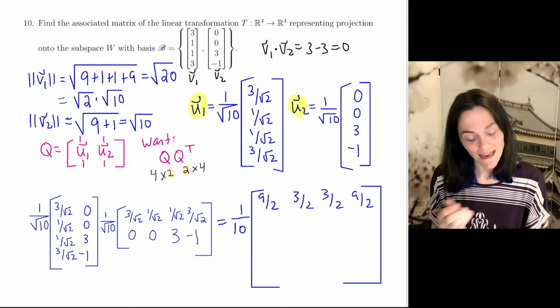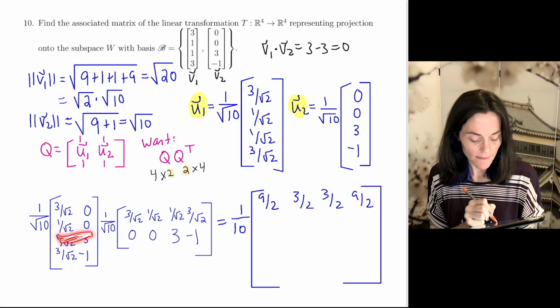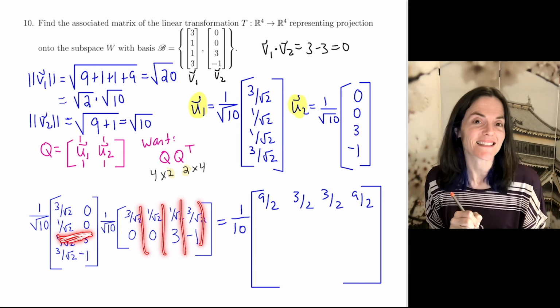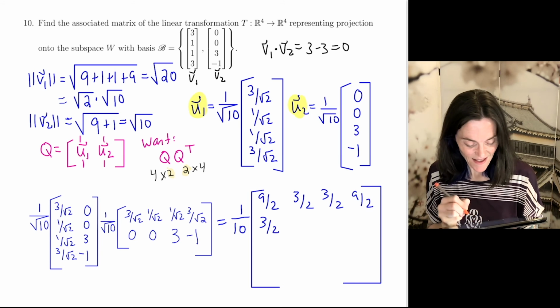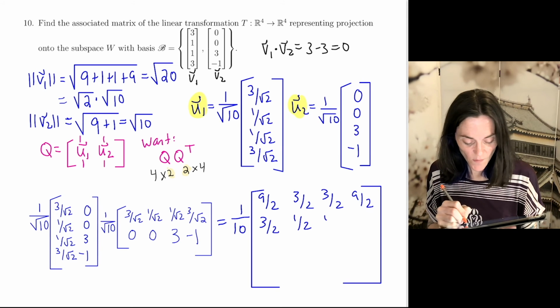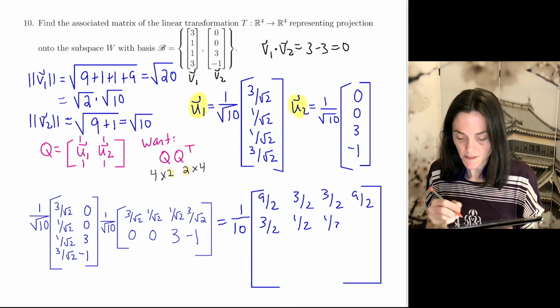Now I have 3 more. To get the second row, I take this and I dot it with each column here. So you notice I get 3 halves. I get 1 half, 1 half, and 3 halves.